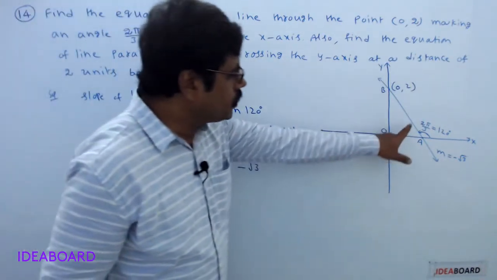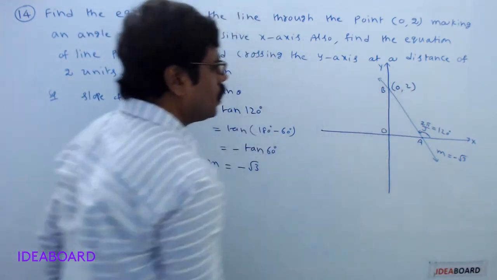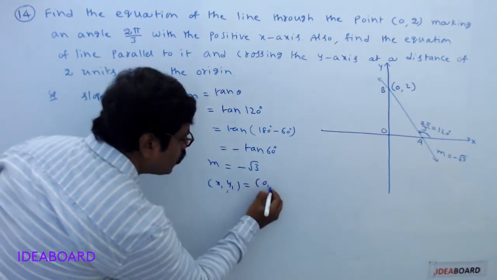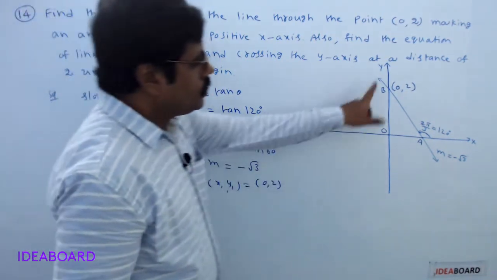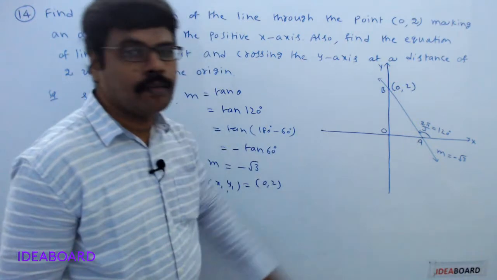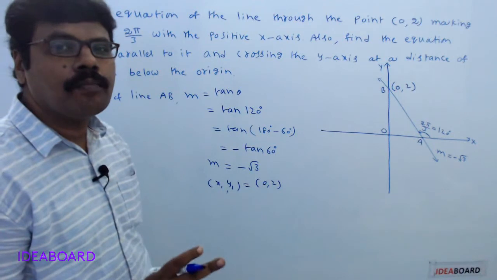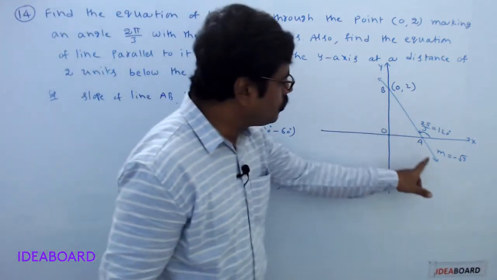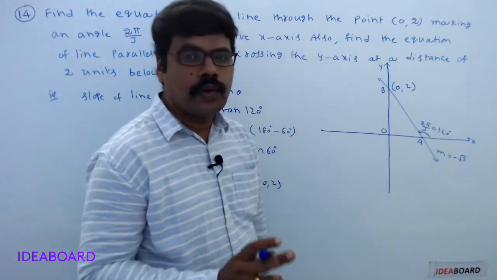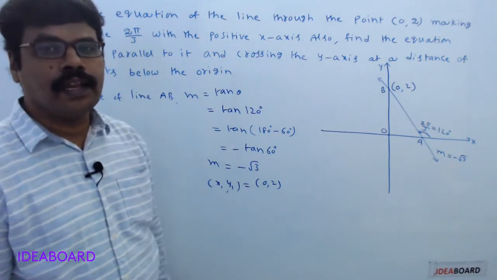Now from the diagram, this line passing through the point 0, 2. Now let us take the coordinates of the point 0, 2 as x1, y1. This line passing through the point x1, y1 and having slope m. So use slope point form. y minus y1 equals to m into x minus x1. This line passing through the point 0, 2 and having slope minus root 3. So use slope point form. y minus y1 equals to m into x minus x1.